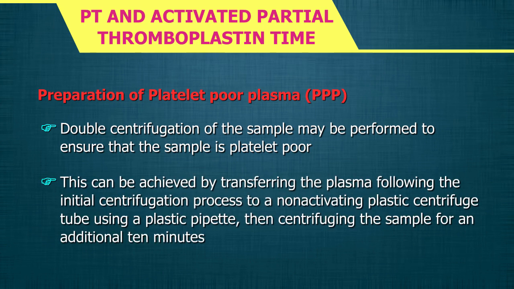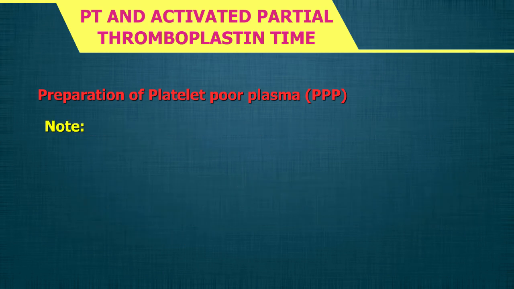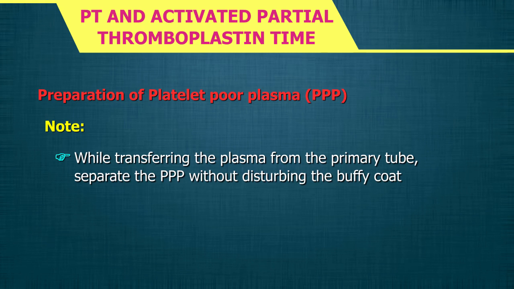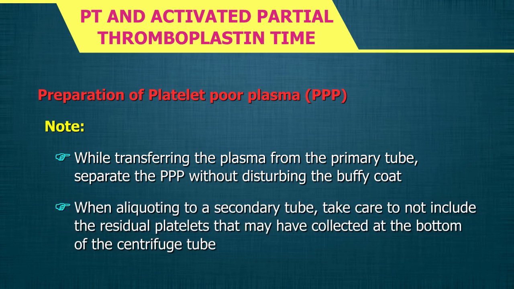This can be achieved by transferring the plasma following the initial centrifugation process to a non-activating plastic centrifuge tube using a plastic pipette, then centrifuging the sample for an additional 10 minutes. Note: while transferring the plasma from the primary tube, separate the PPP without disturbing the buffy coat. And when aliquoting to a secondary tube, take care to not include the residual platelets that may have collected at the bottom of the centrifuge tube.